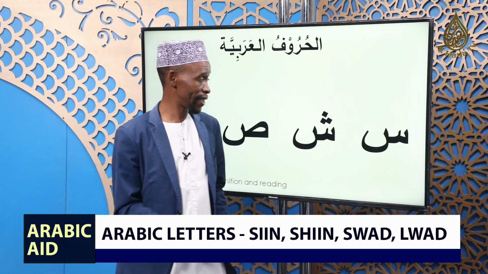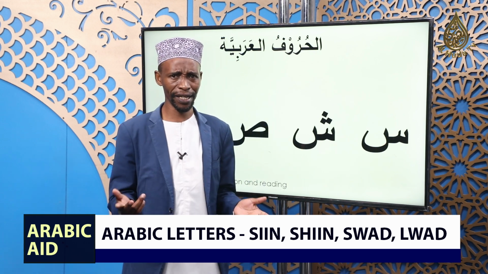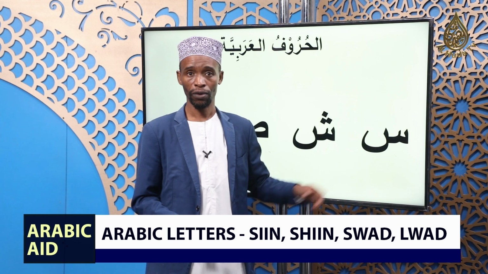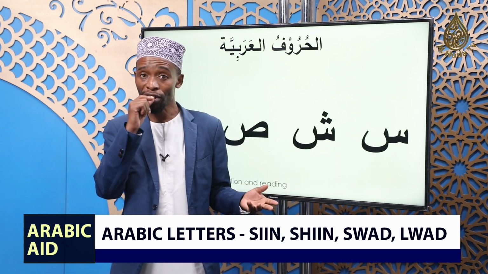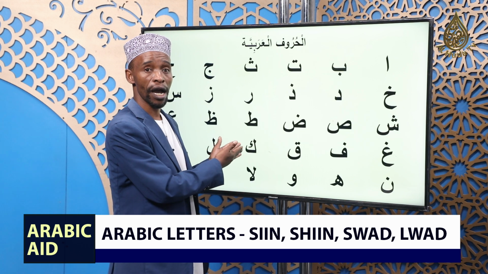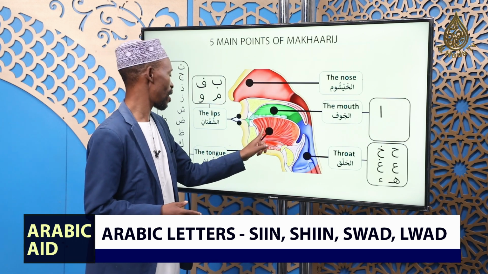Our first letter is Siin. To recognize Siin, think of 2 sharp, wavy lines followed by a big, deep wave. Where is the makhraj for Siin? On our diagram, the makhraj for Siin is at the tongue.